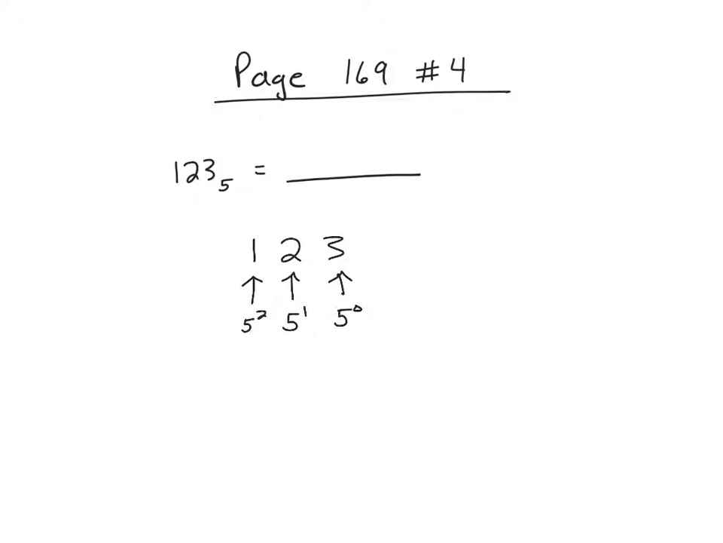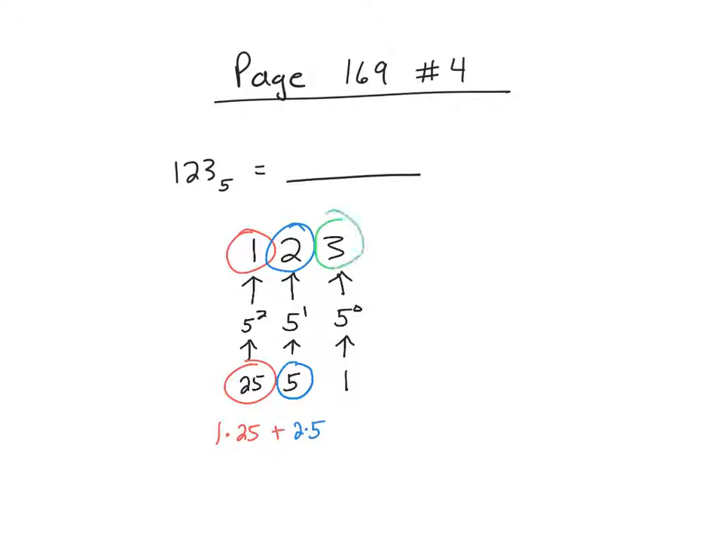Okay, so 5 to the 0 is 1 because anything to the 0 power is 1. 5 to the first power is 5, and 5 to the second power is 25. So now, looking at the numbers I have got 1 25, so 1 times 25, plus I've got 2 5s, so 2 times 5, and then I've got 3 1s, so I take 3 times 1, and I'm going to add those together.